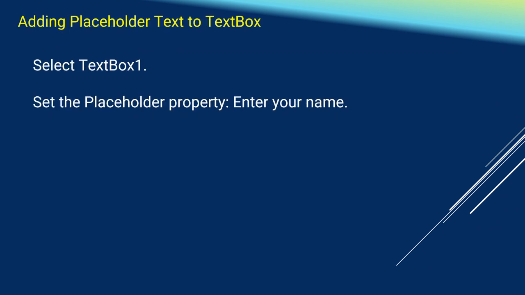Let us improve the user interface by guiding the user before input. Select TextBox1 and in the properties window, find the Placeholder property. Set it to "Enter your name". This will display helpful text inside the box until the user begins typing.